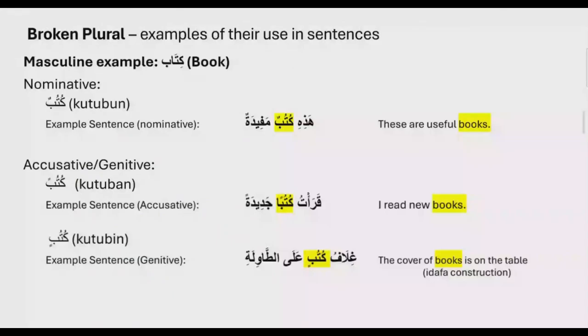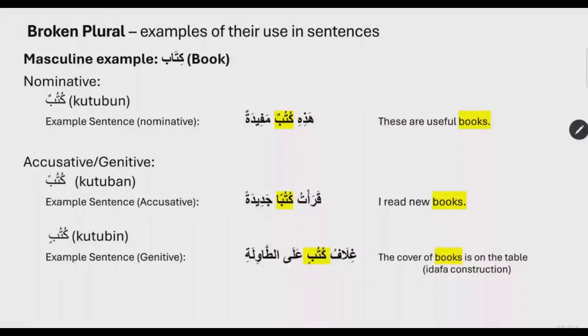Okay, then we have kutubun. So here's an example in the nominative case, un, right? But notice what is happening here. Here it's a broken plural, right? And here it takes a feminine singular adjective. Mufid, mufidatun. Mufid is useful in masculine and mufidatun is feminine singular. So what happens in broken plurals is the adjective takes a feminine singular. This is a rule that you see in these words here.